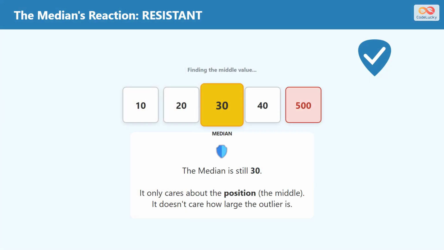Now let's look at the median. Our sorted list is 10, 20, 30, 40, and 500. The middle position is still the third number, and that number is still 30. The median did not move. It resisted the pull of the outlier. This is because the median only cares about the order of the numbers, not their magnitude. This property is called robustness.